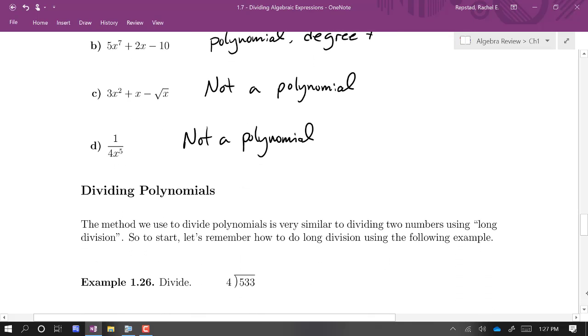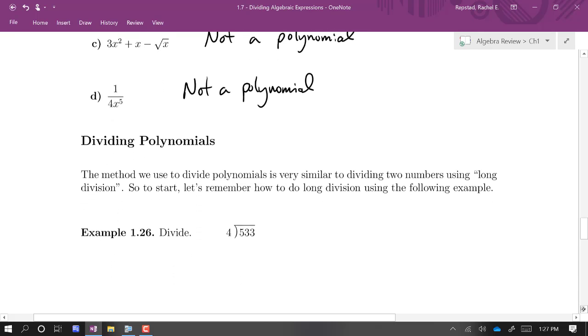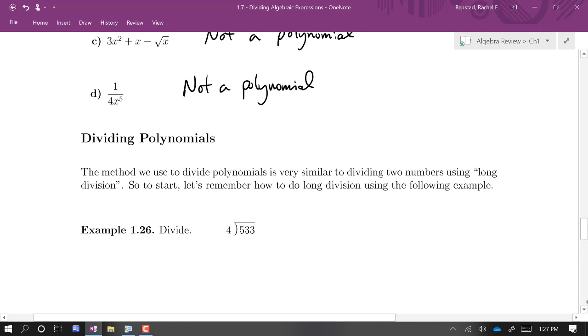Now, the process that we're going to use to divide two polynomials is similar to the long division that you may have learned back in elementary school or middle school. So I wanted to start just by doing a long division of numbers problem, because how we approach the polynomials will be completely analogous to this. If I want to take 533 divided by 4, the first thing I do is I just pay attention just to this first digit, 5. So 4 goes into 5 once.